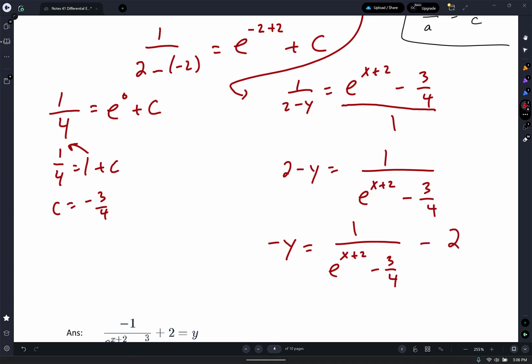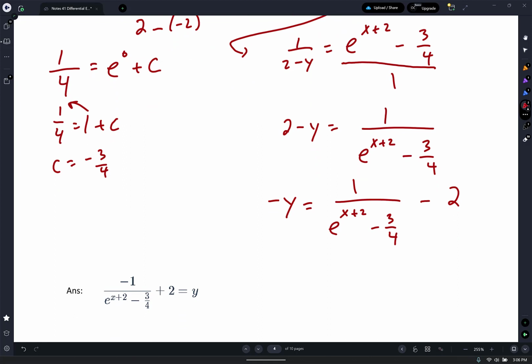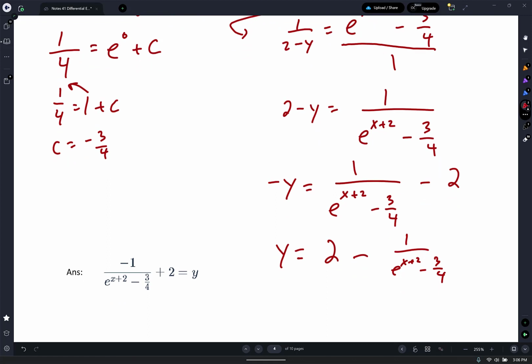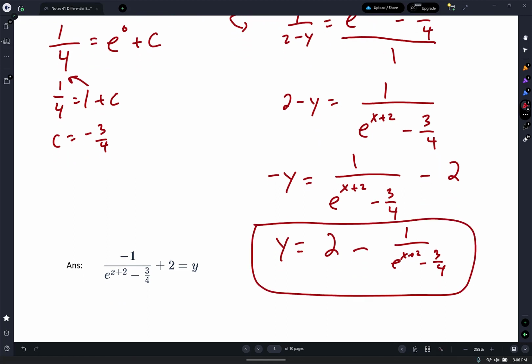And then divide both sides by negative 1 or multiply both sides, whatever you guys think is easier. I'm going to move the 2 to the front so it's positive so it can look like the answer choice here. 1 over e to the x plus 2 minus 3/4. Oh, well, it almost looks like it. I thought it did, but there it is. How do we feel?